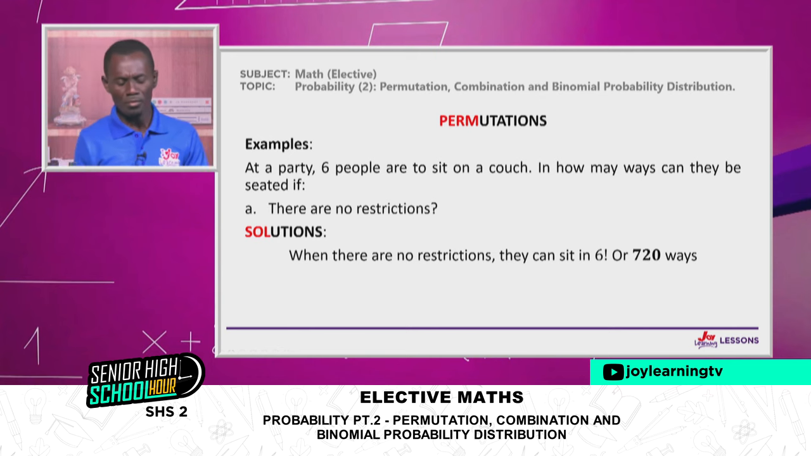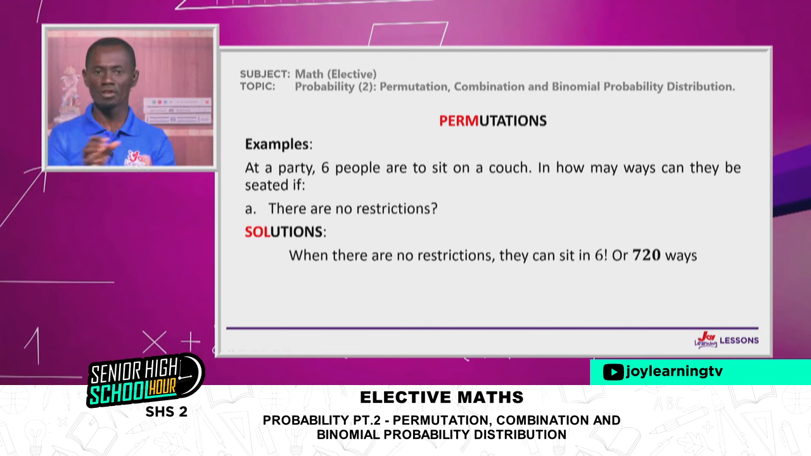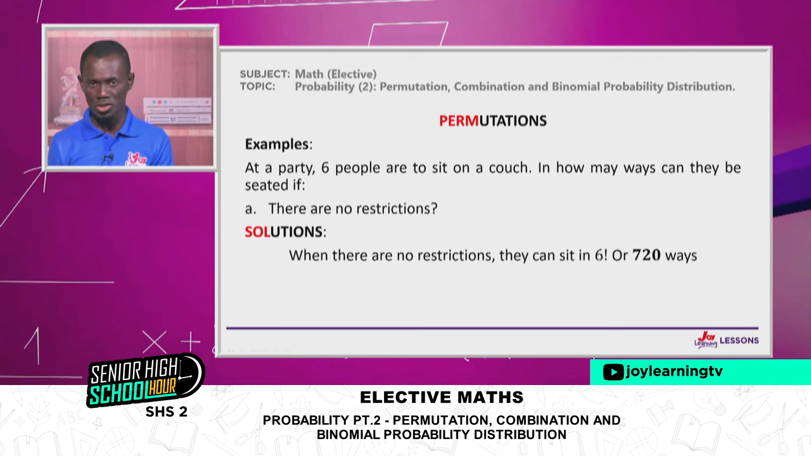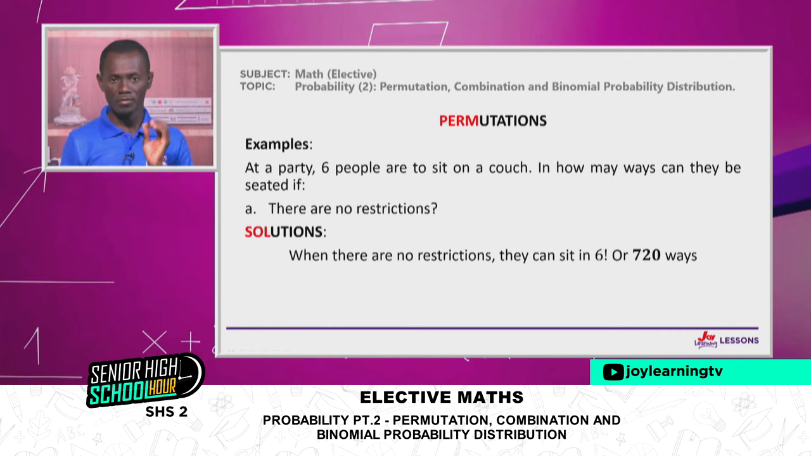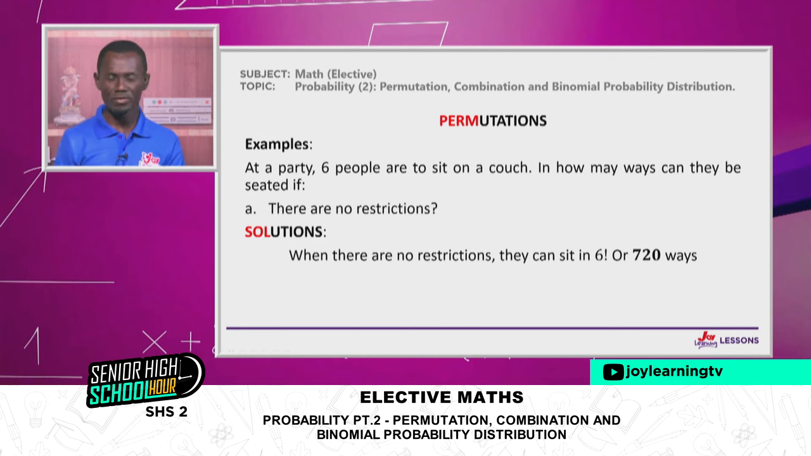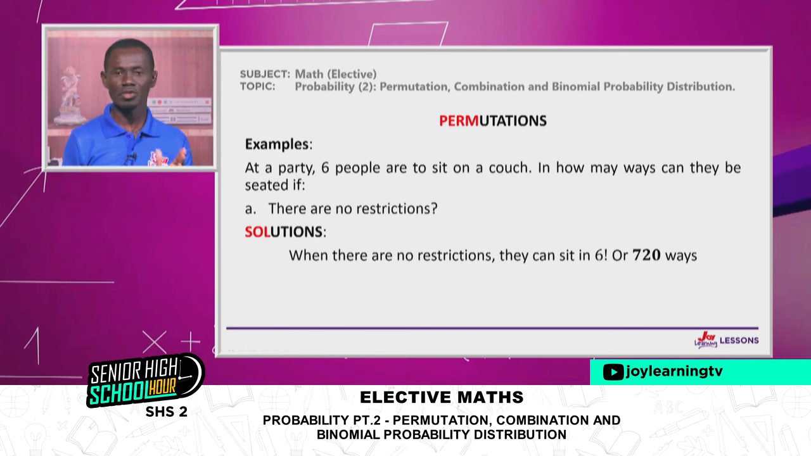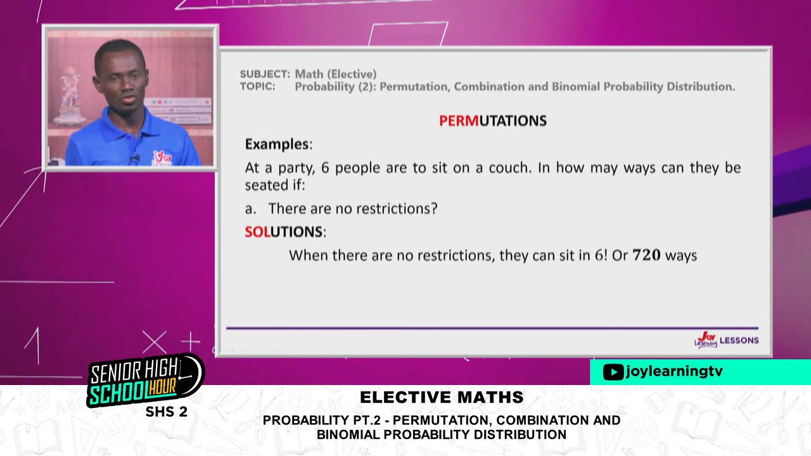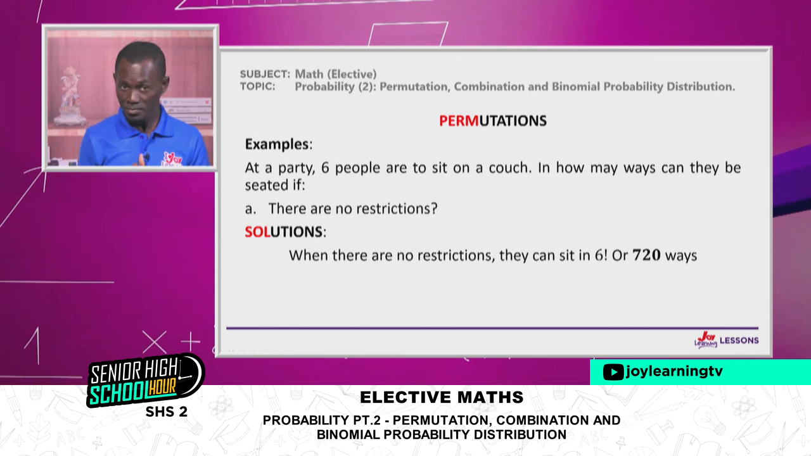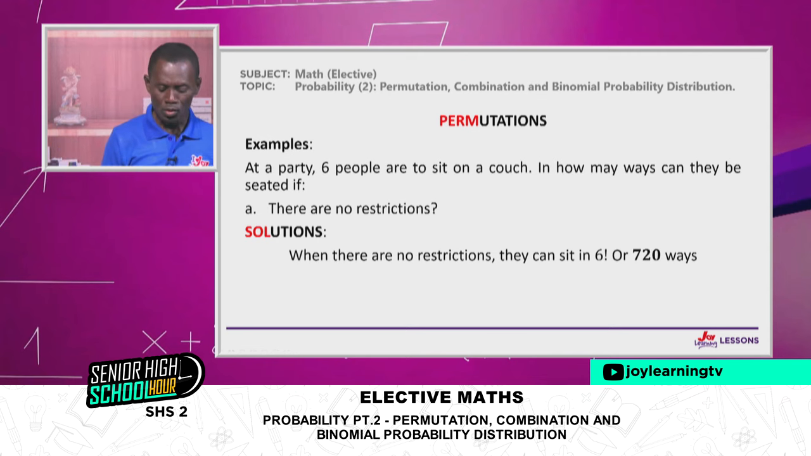When there are no restrictions, this is what happens. The six people can sit in six factorial ways. In other words, we can rearrange them on the couch in 720 ways, because 6 factorial is 6 multiplied by 5, multiplied by 4, multiplied by 3, multiplied by 2, and finally by 1. That will give you 720. So at the party, these 6 people have the opportunity to sit in 720 different ways, depending on if somebody wanted to try that experiment. And so the 720 possible ways means a lot. It means that if something happened, it's going to be pretty difficult, without any other information, to tell who was sitting where and when.